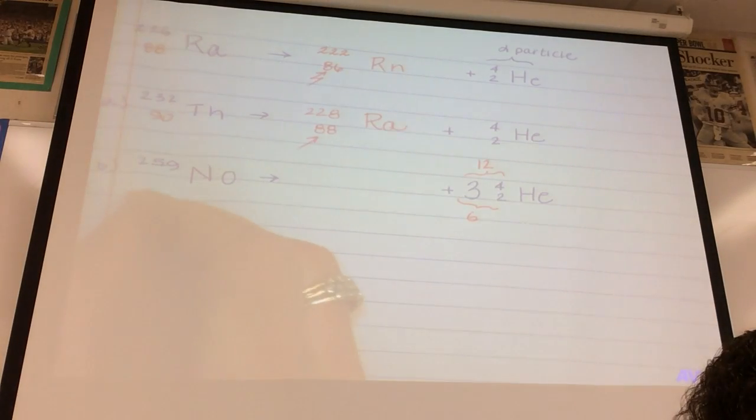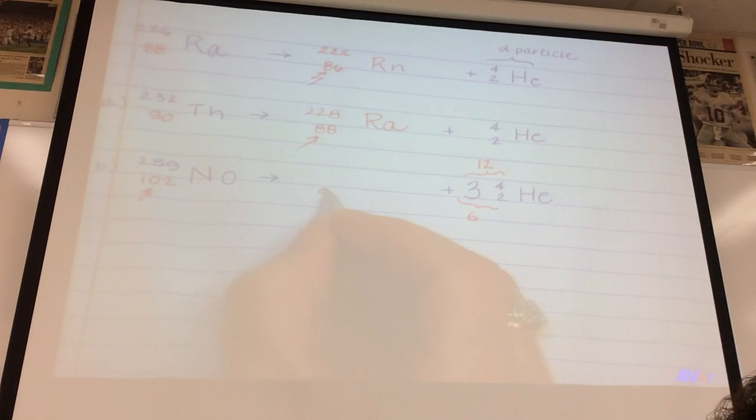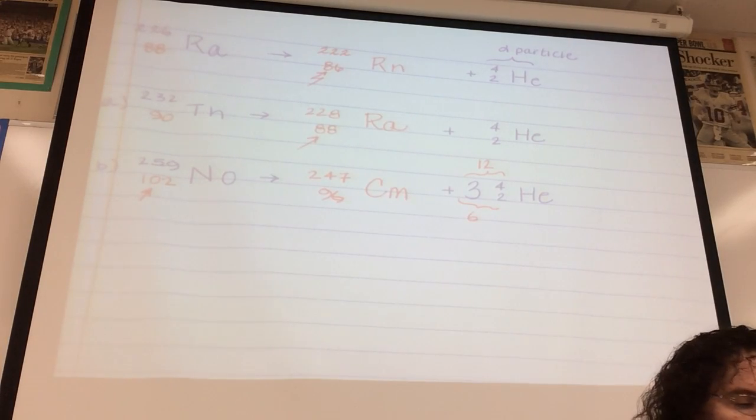Where can I get the atomic number for nobelium? Periodic table, 102. What plus 6 is 102? 96. And 259 minus 12. Atomic number of 96 corresponds with curium, the element for Marie and Pierre Curie.